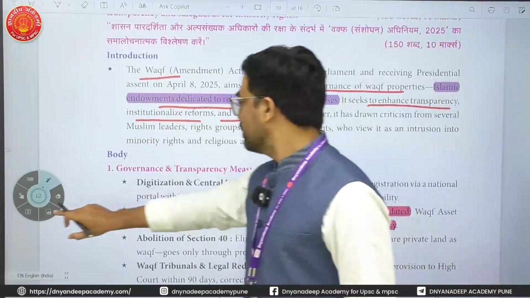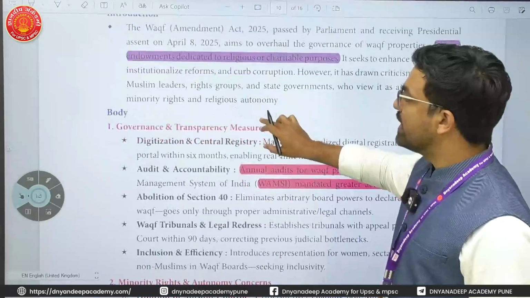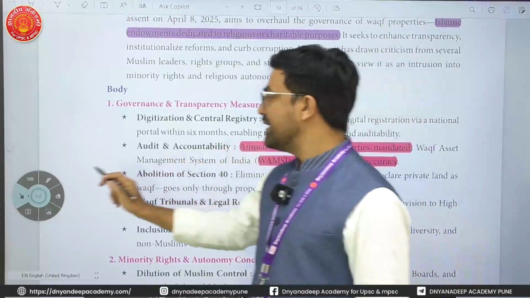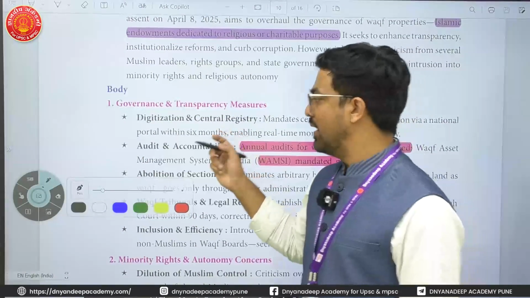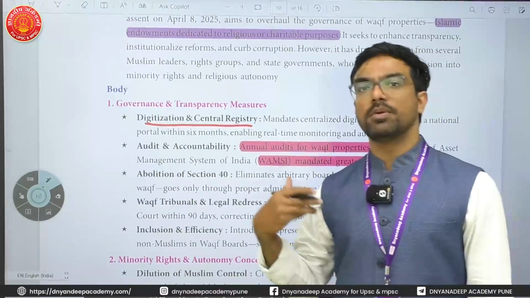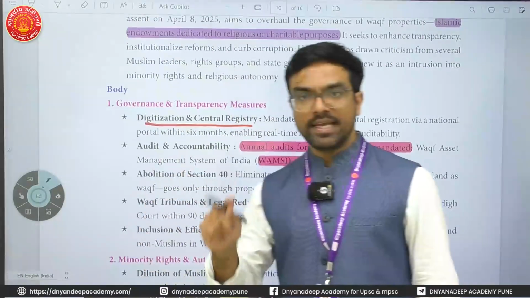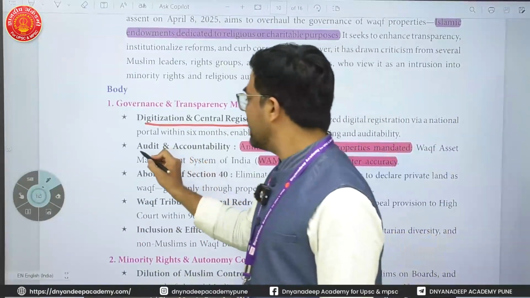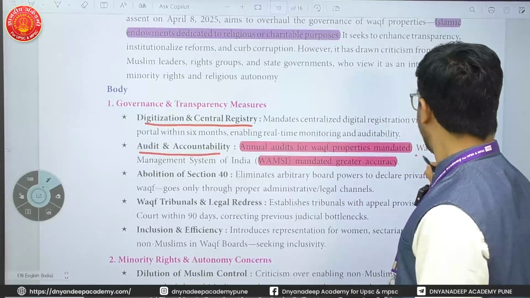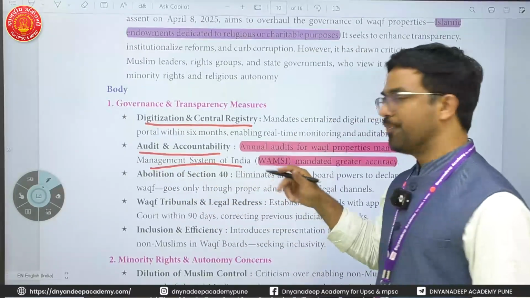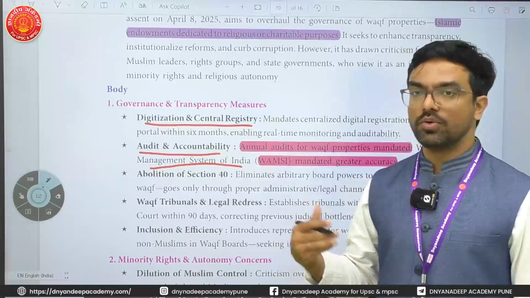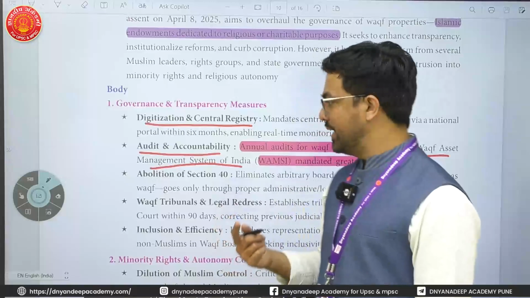In short, now here we can write in the main body what the role is, right? How this Waqf Act ensures governance and transparency measures, right? It provides for the digitization of the central registry, right? Whatever properties of Waqf there are, they should be digitized. There should be a central registry of that. It ensures audit and accountability. There should be an annual audit. It sets up the Waqf Asset Management System of India, WAMSI. It is mandated to carry out a legal audit annually.